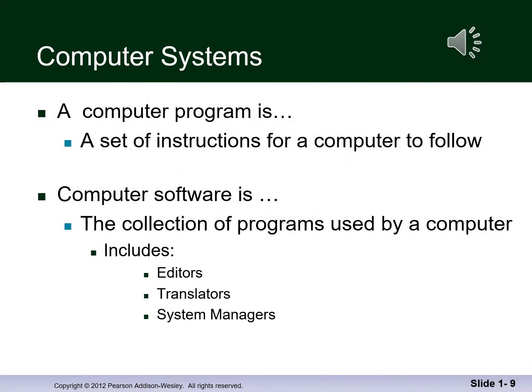A computer will only do exactly what we tell it to. And in order for a computer to perform tasks, behind the scenes has to be a program written to accept input from the user, process that input per the instructions in the computer program, and generate output. So a computer program, simply stated, is a set of instructions for a computer to follow. Computer software is the collection of programs used by a computer. It includes editors, translators, systems managers, etc.